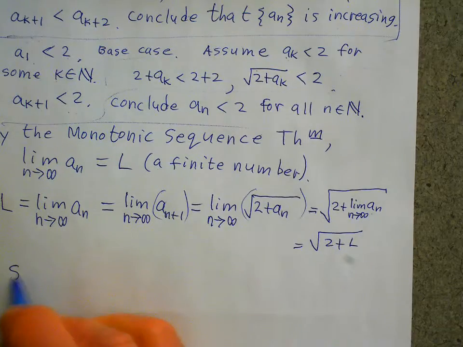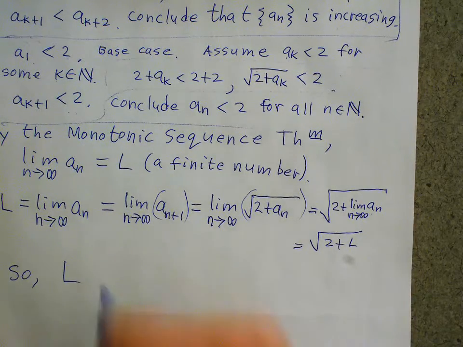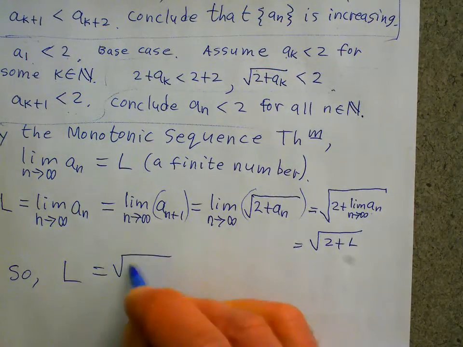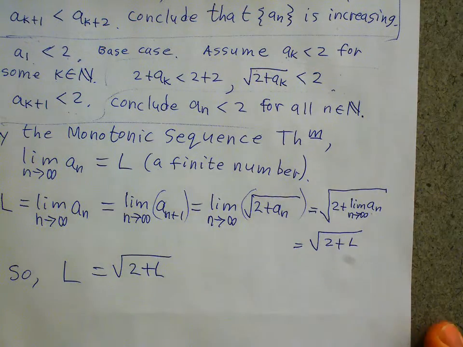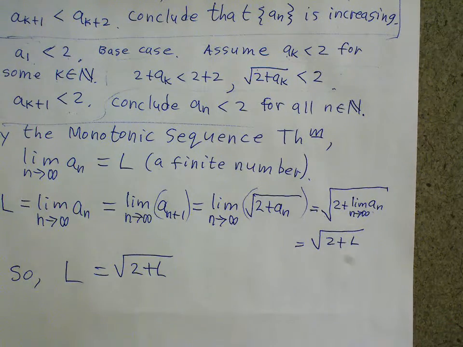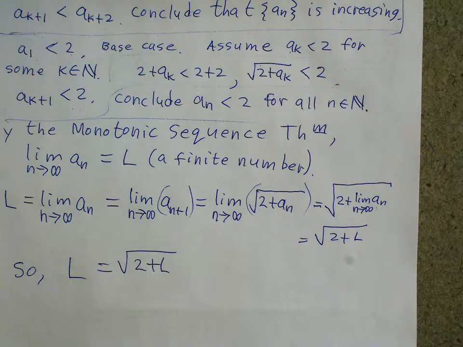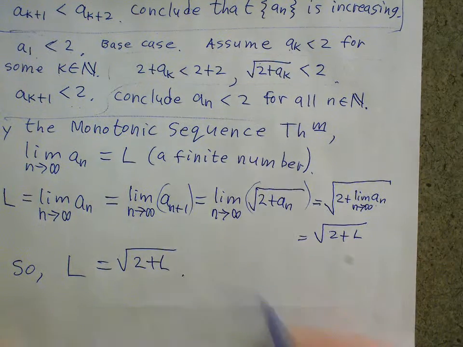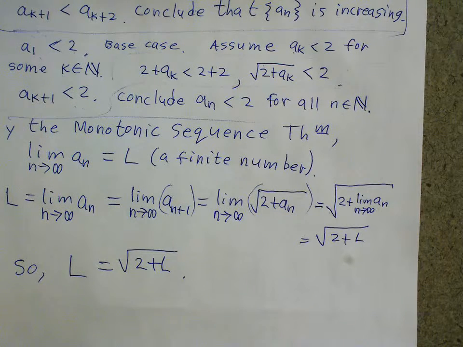Okay, so the limit L is equal to the square root of 2 plus L. Now all we have to do is solve this equation for L, and that will be the value of the limit. One way to do it is just to look at it and say, let's see, what would L have to be if L is equal to the square root of 2 plus L? 2 works.